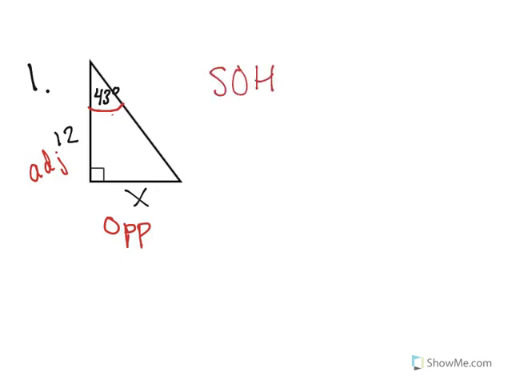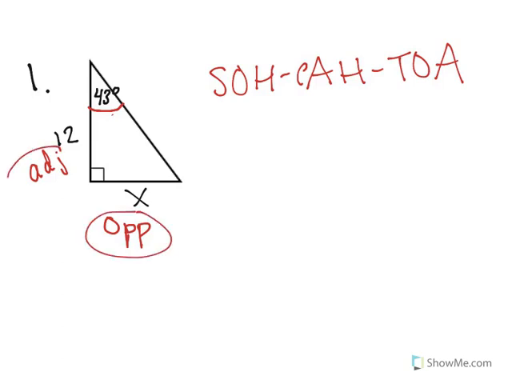Write out SOHCAHTOA. That's your second step. And choose SOH, CAH, or TOA. Which of those three parts has an O and an A? That would be TOA, tangent. So we're going to use tangent to help solve our problem. Again, that's because our sides are the opposite side and the adjacent side, O and A. And tangent is the only one that includes the O and the A.